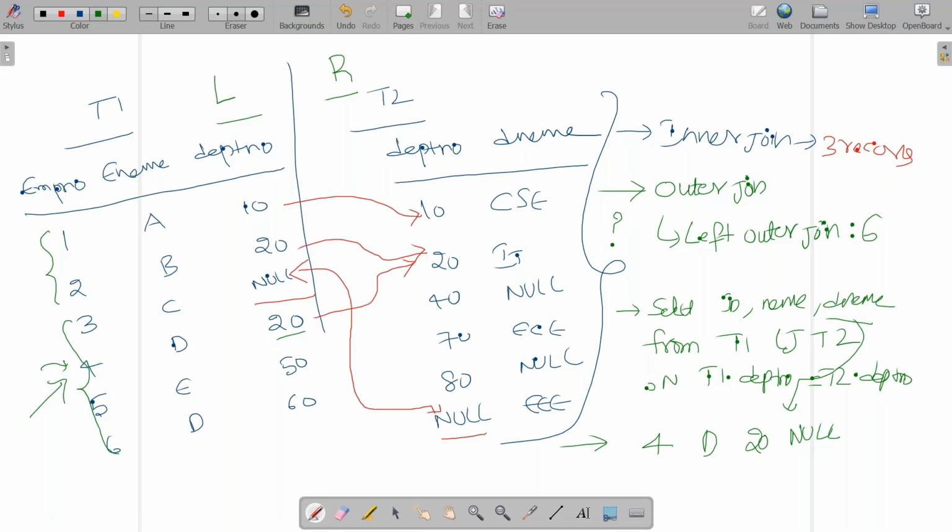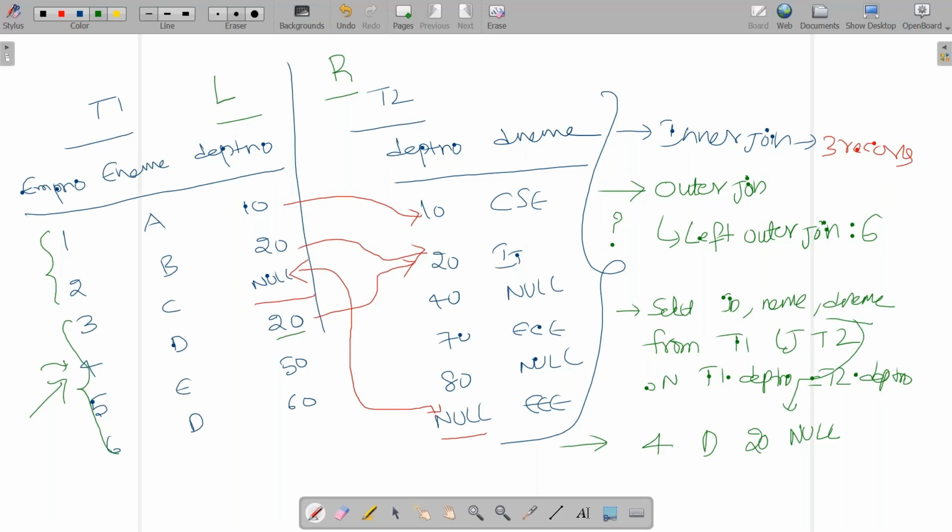Even that record also is going to display in the final result, and the values for non-matching are shown as a null value for the right table columns. Is it clear? This is a very, very important point. Any questions here? So left outer join means all the matching and non-matching records from the left table it is going to display. What about right outer join? Right outer join is the same, vice versa.